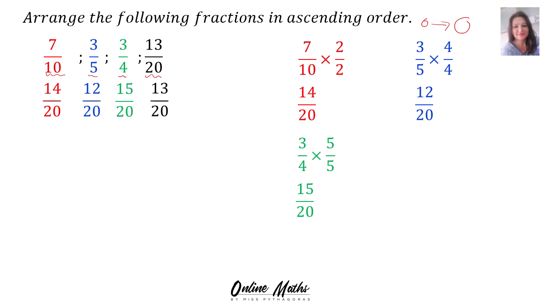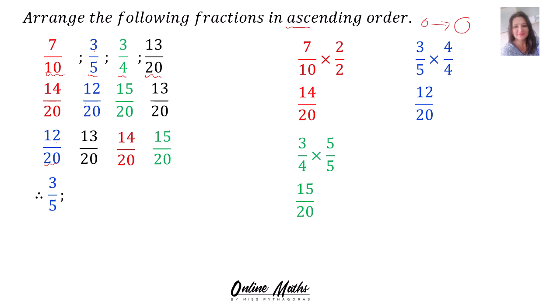So remember I said ascending order is from small to big. Therefore we can start with 12 over 20, 13 over 20, 14 over 20 and 15 over 20. So in fact this is the answer. You've got it. But let me teach you. Let's take it back to the original fraction. So the 12 over 20, if you follow the pattern there, was 3 over 5. So that one is the smallest.